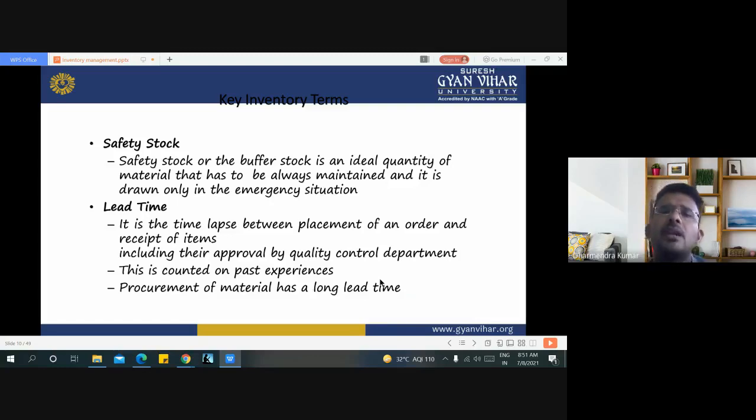Sometimes it may be 1 month, sometimes 15 days, sometimes 7 days, depending on the availability of raw material. Sometimes the lead time depends on the suppliers or vendors also, because the raw material we are taking only from those suppliers or vendors.